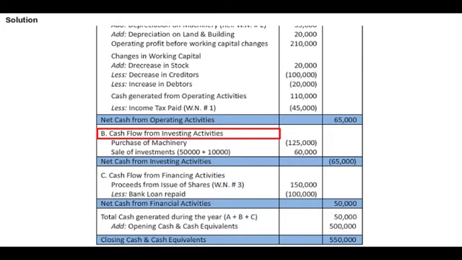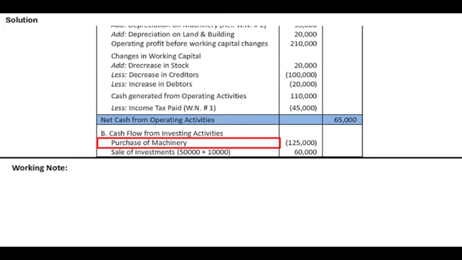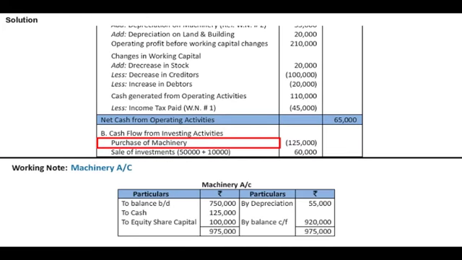Now coming to investing activities. Investing activities means non-current assets. Nothing as far as land and building is concerned, because the only change that happened was because of the depreciation. Then machinery, we have already prepared the account. Let us look at that account again. What's the change in terms of the cash and cash equivalents? This is what you have paid as cash for purchasing the machine. So this is your cash outflow.